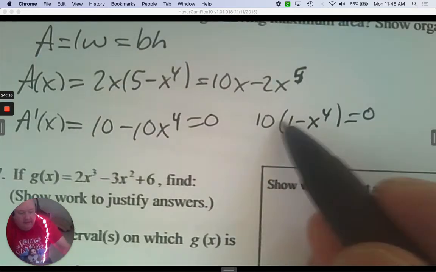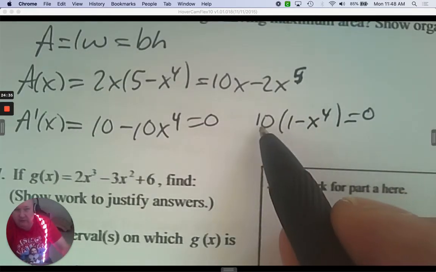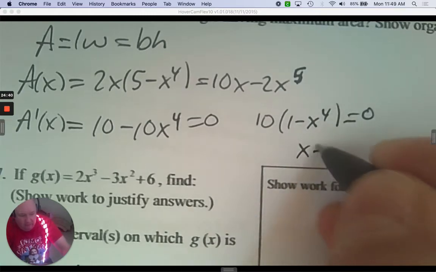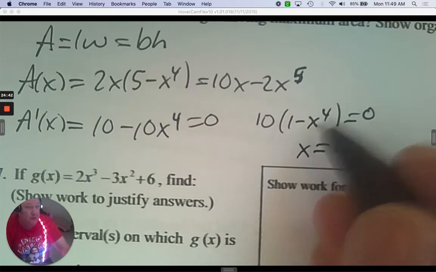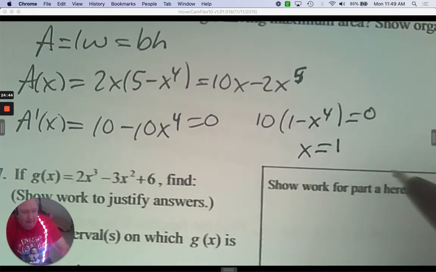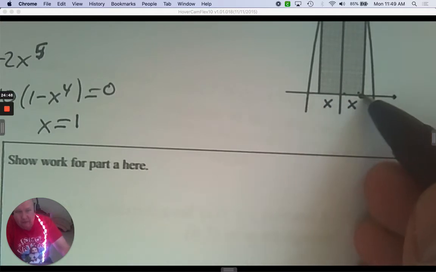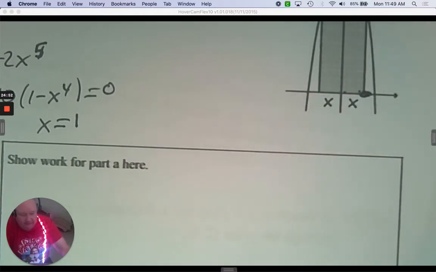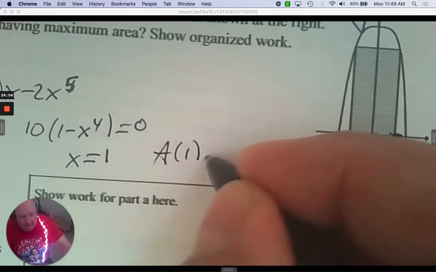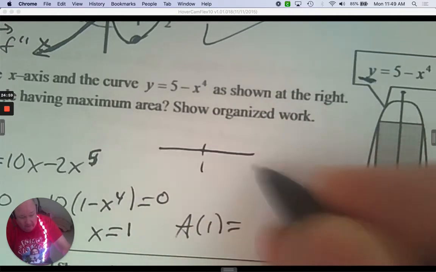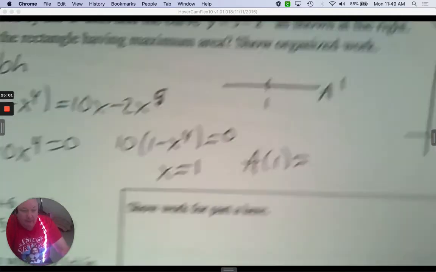And then 10 has no solution, so actually you could have divided out 10. And then to solve this, the answer is positive 1. The answer could also be negative 1. But for this graph, we're looking for this x value right there. Then I'm going to double it and then multiply by the height. So the area is going to be found by, well, first of all, I need to test to make sure positive 1 is a maximum.